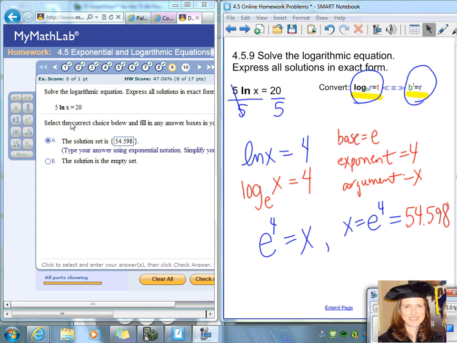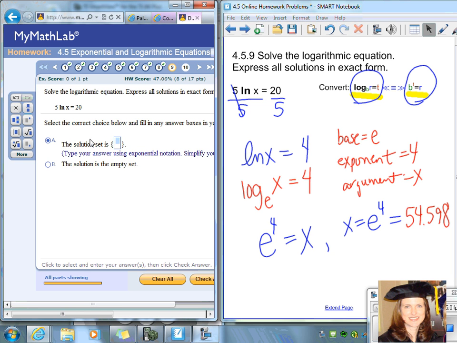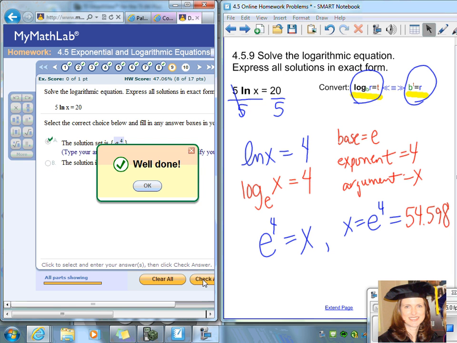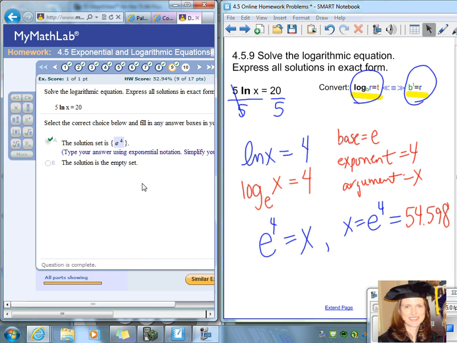Okay, I'm sorry, but it did say to give the exact answer. I was rounding. I apologize for that mistake. The exact answer is e to the fourth power. So let's try that again: e to the fourth power. I went ahead and used a calculator to get a decimal approximation, but as you can see, I got the answer wrong when I did that. So you do need to put an exact answer here.